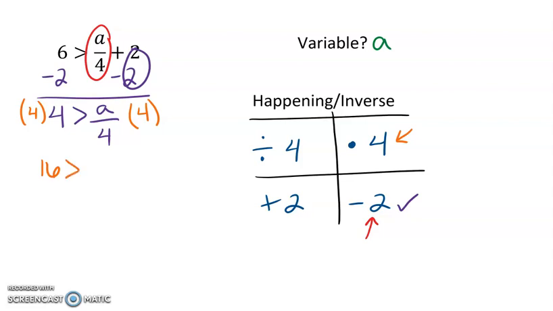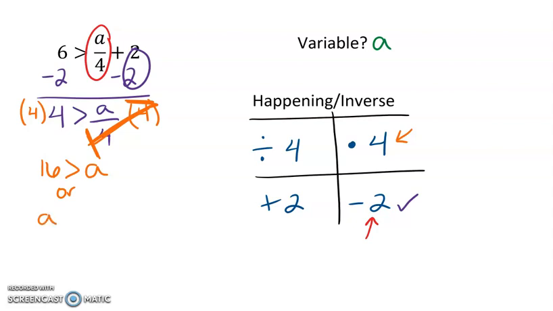I'm going to keep my sign the way it's going. And a divided by 4 times 4, well, this part here is going to give me some fancy 1, so I'm left with a. Now, you have the choice of keeping your answer this way, which is totally fine. But I also know that we're super used to having the variable show up first. So, if you want to write the variable going first, you absolutely can.